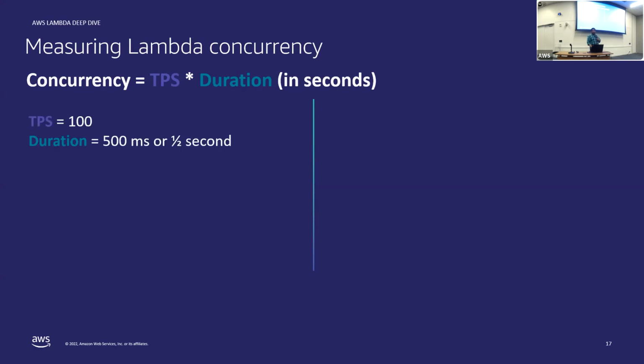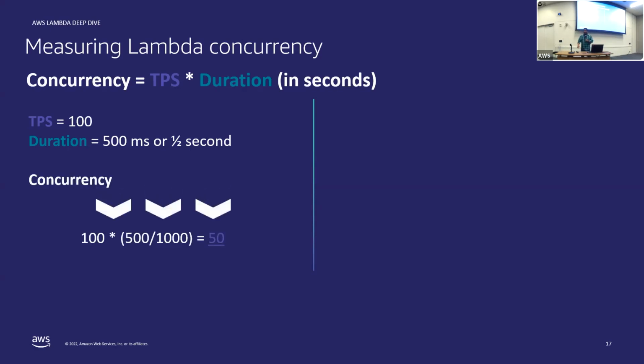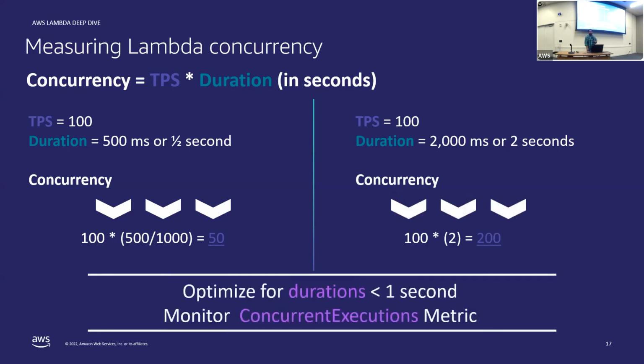So if you go by this formula and keep transactions per second constant, then your duration is directly proportional to concurrency. If your TPS is 100 and the duration is right now half a second, or 500 milliseconds, then you'll end up with 50 concurrent. You will need 50 concurrent Lambdas to handle those 100 requests. But if you added some code to your Lambda function, a new feature, and suddenly that half second became 2 seconds, then you need 4 times that many Lambda functions to be concurrently executed. So you can understand how critical this is.